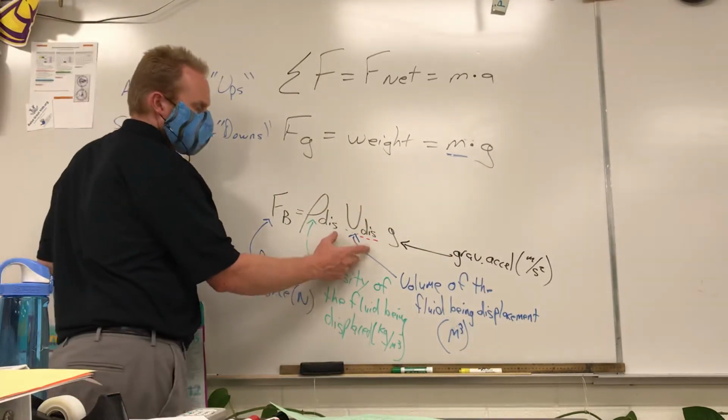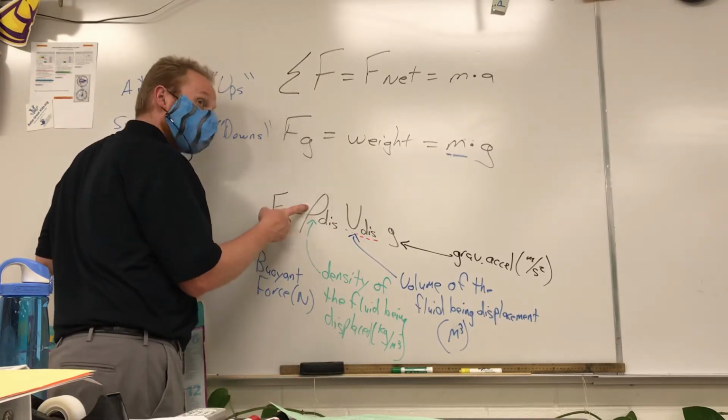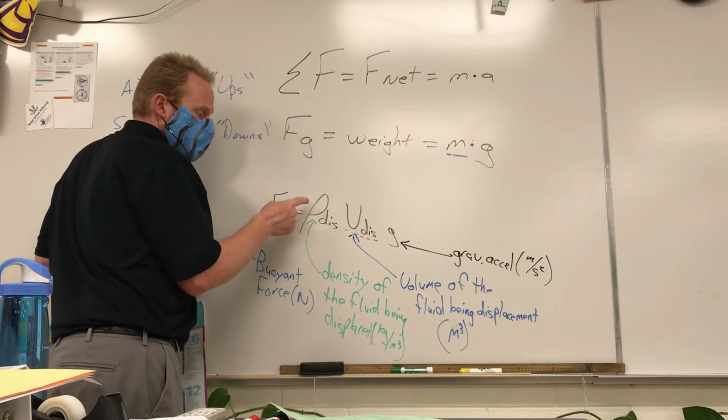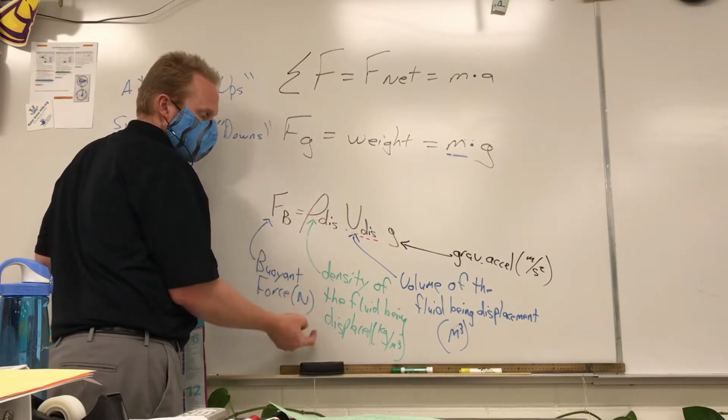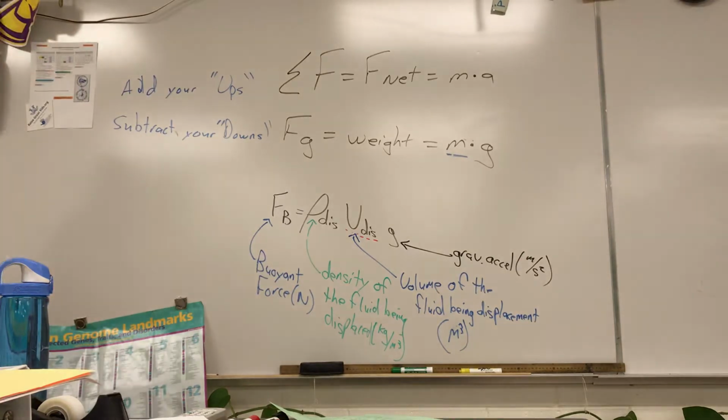These two I put some descriptors by to try to help clarify. This is the Greek letter rho, which represents density, and it's the density of the fluid that is being displaced, and our units are kilograms per cubic meter. Most of the time, the fluid that is being displaced is water or salt water. So most of the time, that is going to be the density of water.